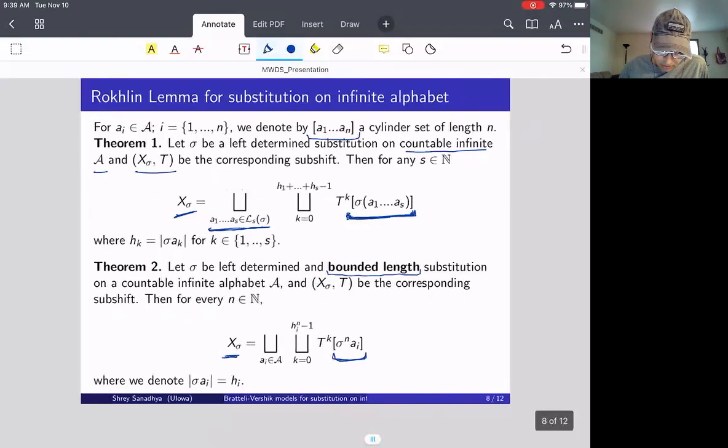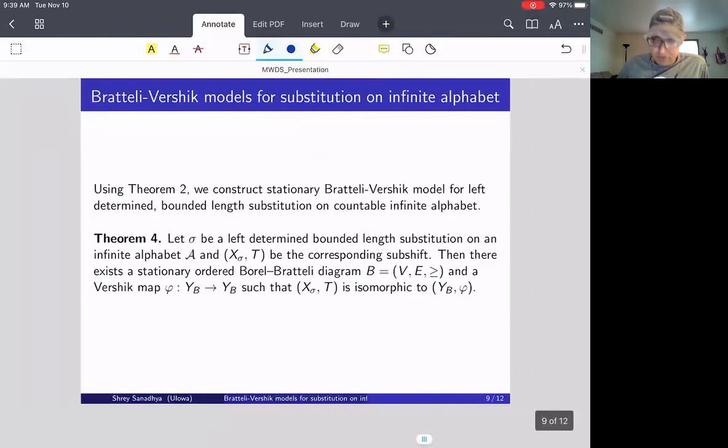So using theorem 2, as soon as we have a nested sequence of Kakutani-Rokhlin towers, we can construct Bratteli-Vershik models, and that's what we did. We construct, if sigma is a left determined bounded length substitution on an infinite alphabet, and X sigma T is the corresponding subshift, then there exists a stationary, it is important to note that it's stationary, ordered Borel-Bratteli diagram such that X sigma T is isomorphic to the Vershik map on the path space of B. Okay? So this is the Bratteli-Vershik model for substitutions on infinite alphabets.